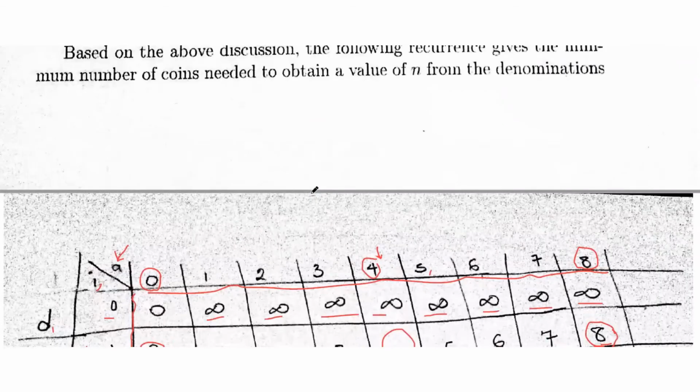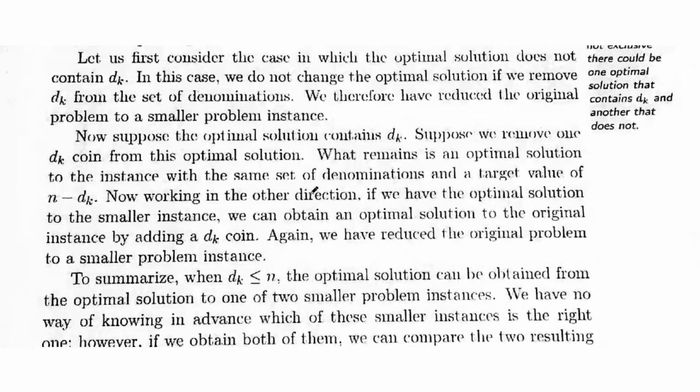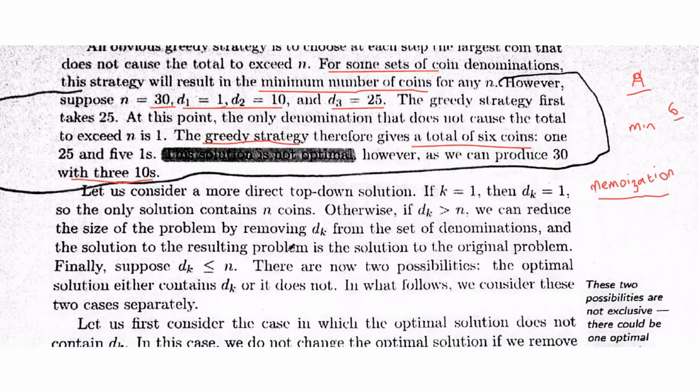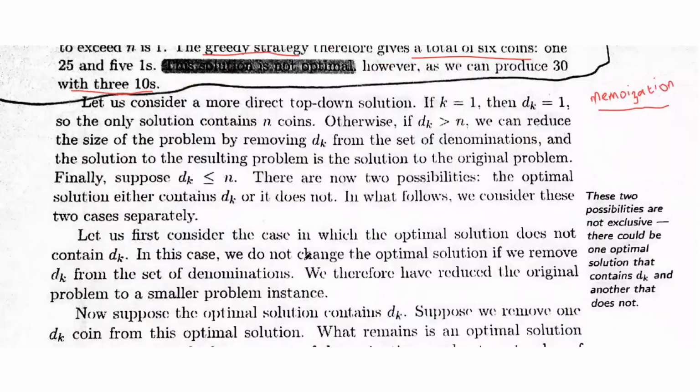I would like you to look at this particular example where we have the denominations 25, 1, 10, 25 and the amount is 30. You might want to give it a try and comment your answer below to be able to see what you have in your table entries.